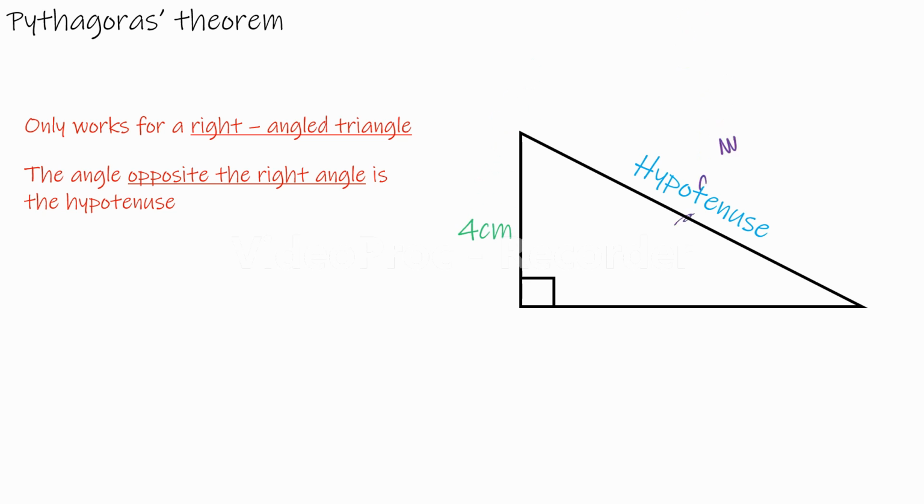Now, if we have two other values, we will be asked to find the length of the missing one, in this case, the hypotenuse. So, we can say that Pythagoras' theorem is a squared plus b squared equals c squared. In this case, a is the green 4, b is the purple 6, and c is the hypotenuse. Now, c is always the hypotenuse, meaning that if you are given the hypotenuse, you have to rearrange. We'll take a look at that in a moment.